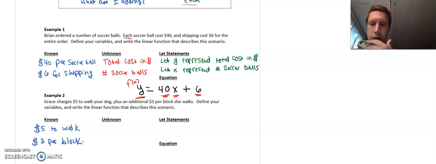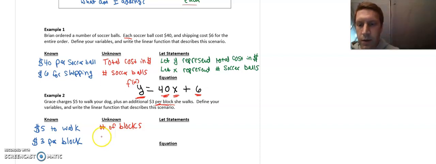Okay, what are my unknowns? Well, $3 per block. I'm looking for that word per, right? So when I see per, well, that's per block. I don't know how many blocks I'm walking, right? So number of blocks, that's unknown. That can change. And then the other thing is my final cost, right? What's my cost going to be? So the total cost in dollars.